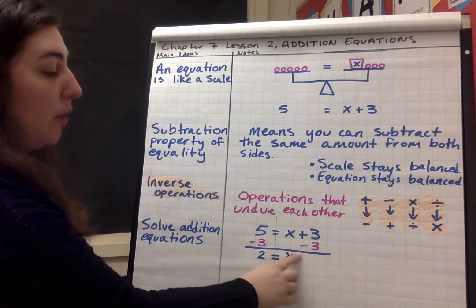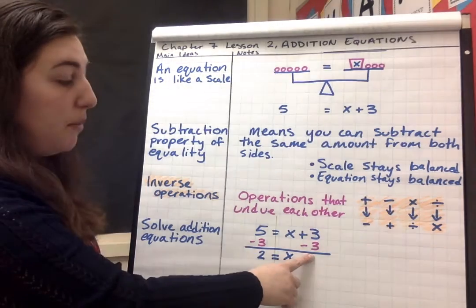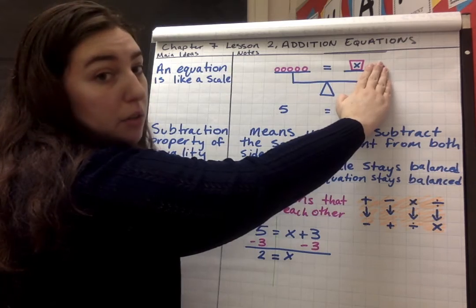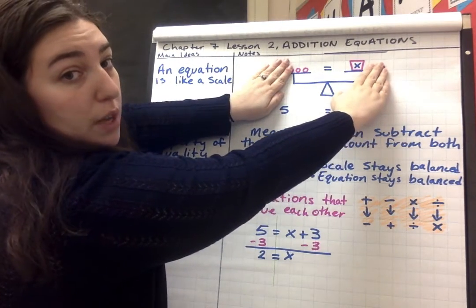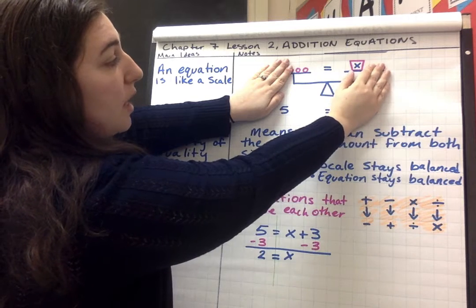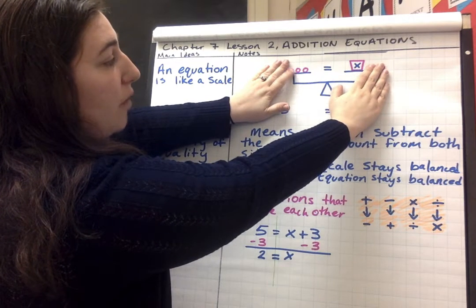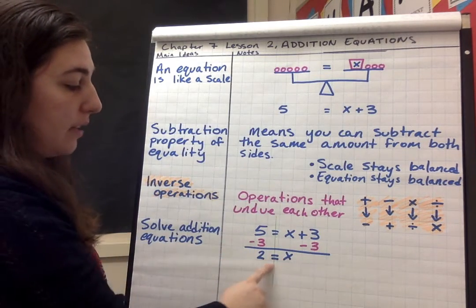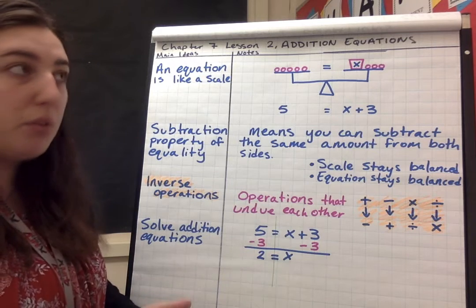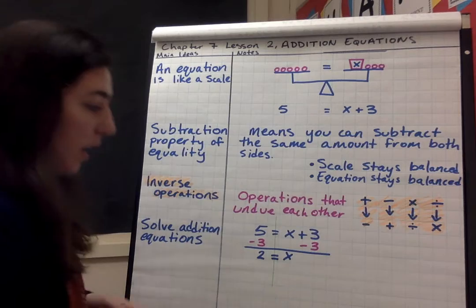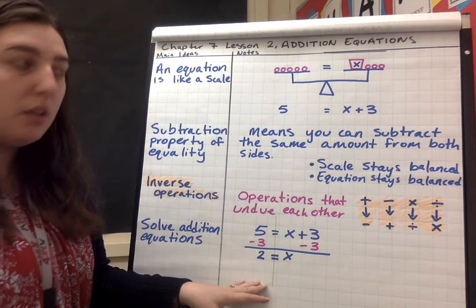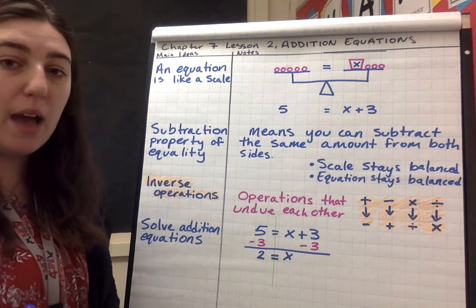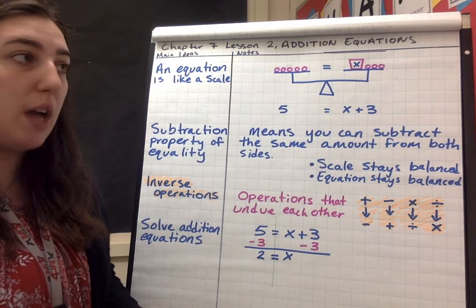We kept our equation balanced by removing 3 from this side and removing 3 from this side. Essentially, we took those 3 counters away, and we also took 3 counters away over here. So that means that this cup right here is equal to 2 counters right here. Okay? So that's what we did, took 3 away, x equals 2. That's our solution. So now that we've found our solution, okay, we've solved an addition equation, we are going to check our solution. We're going to check our work, make sure we got it right.